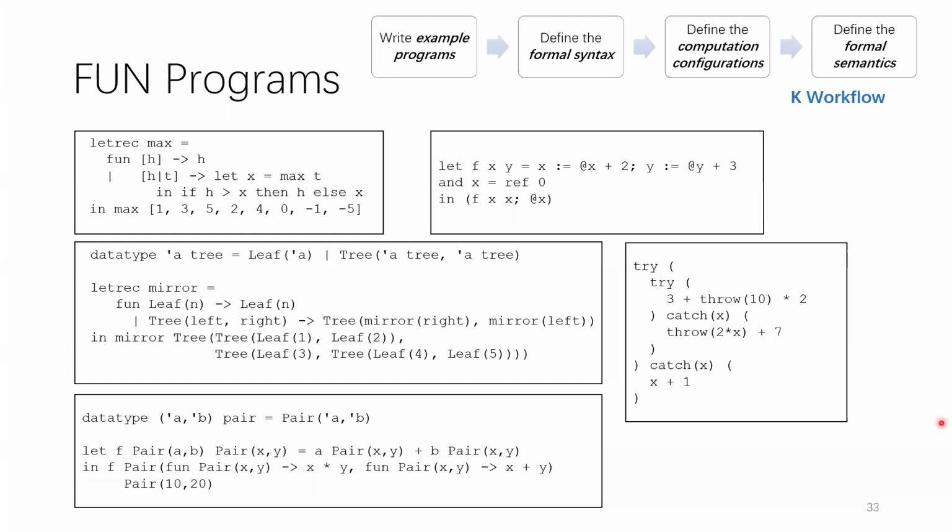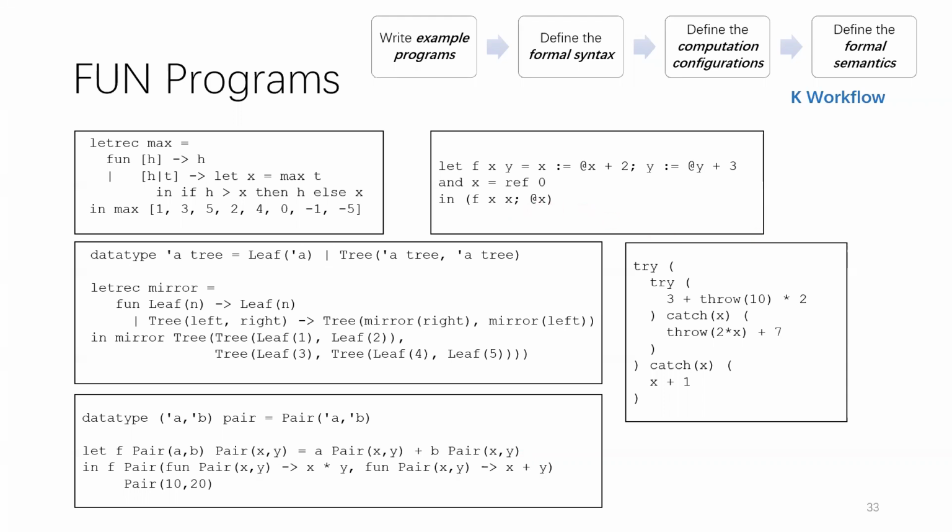Now let's take a look at the fourth program on the top. It uses references. So the function f takes two inputs, x and y, and it updates the value of x by 2 and the value of y by 3 by looking up their locations. So if we let x be the variable corresponding to the location 0, the application f x x will first increase x by 2 and then increase x by 3. And then we get the value of x. So the result will be 5.